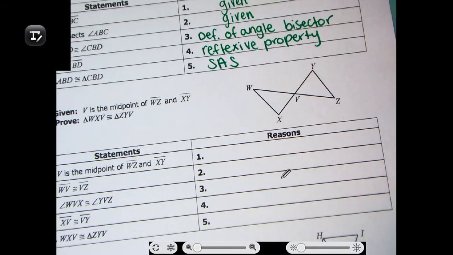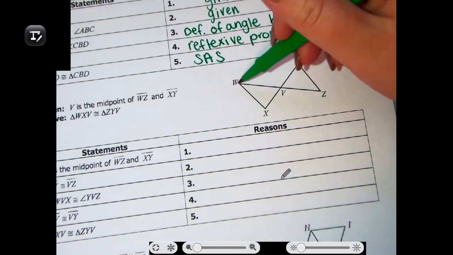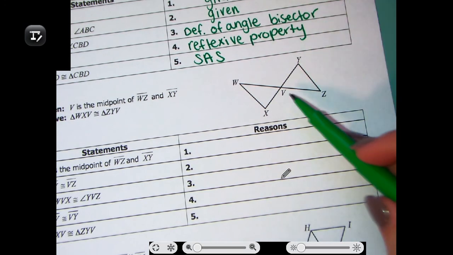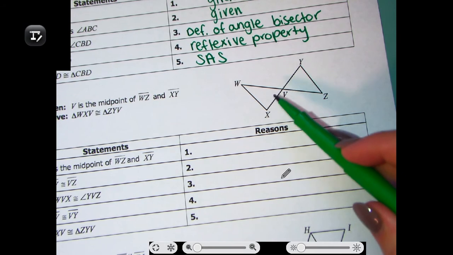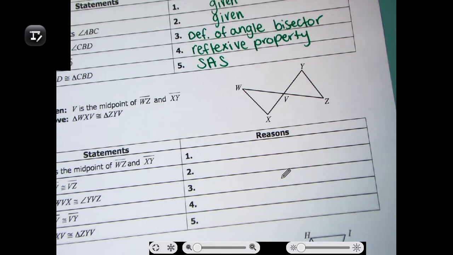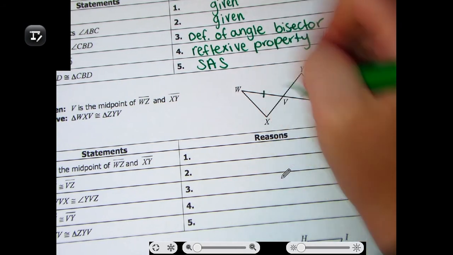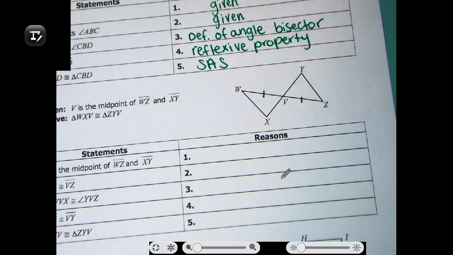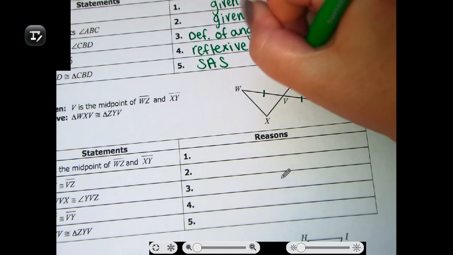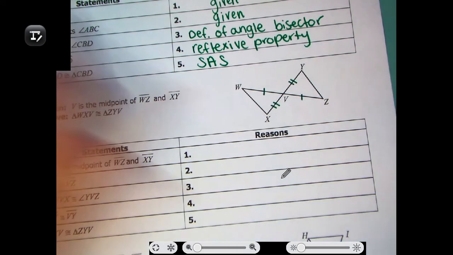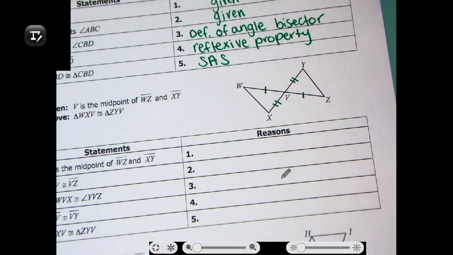And let's take a look at number 6. So look at what we're given here on number 6. It says V is the midpoint of WZ and XY. So if V is the midpoint of these two segments here, that means we're going to be cutting those segments in half. So for WZ, when we cut it in half, these two are congruent. And then when we cut XY in half, these two are congruent. So we have these two sides now that we know are congruent.